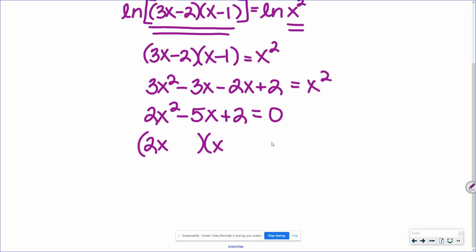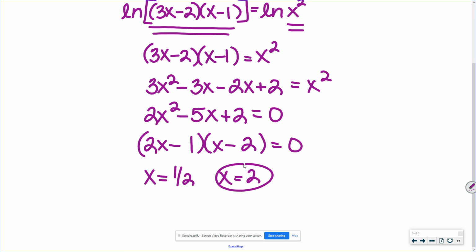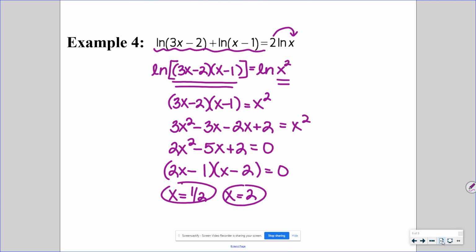So I need, let's see, I need +2. So I need a double negative to make a +2. And I need 2 times 1. I think that's going to work. So then we can solve each of these products for x. And we're going to get 2 answers. X is equal to 2 or x is equal to -1/2.